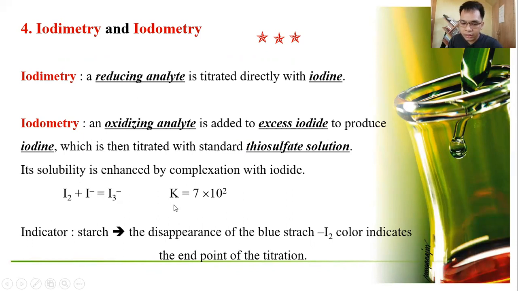So this is the reaction for the complexation of the iodide. So ang indicator ninyo is the starch. The disappearance of those starch, so dapat is pink blue ang makakalabasan niyan. The disappearance of those starch indicates the endpoint of the titration. So dapat ma-measure niya na agad at the start of the disappearance of the blue starch color. Yun na yung endpoint niya.